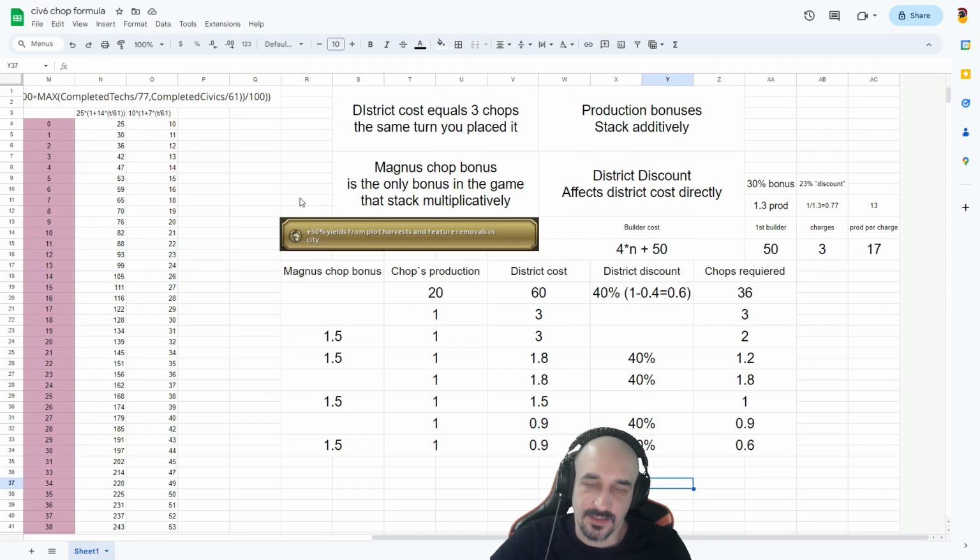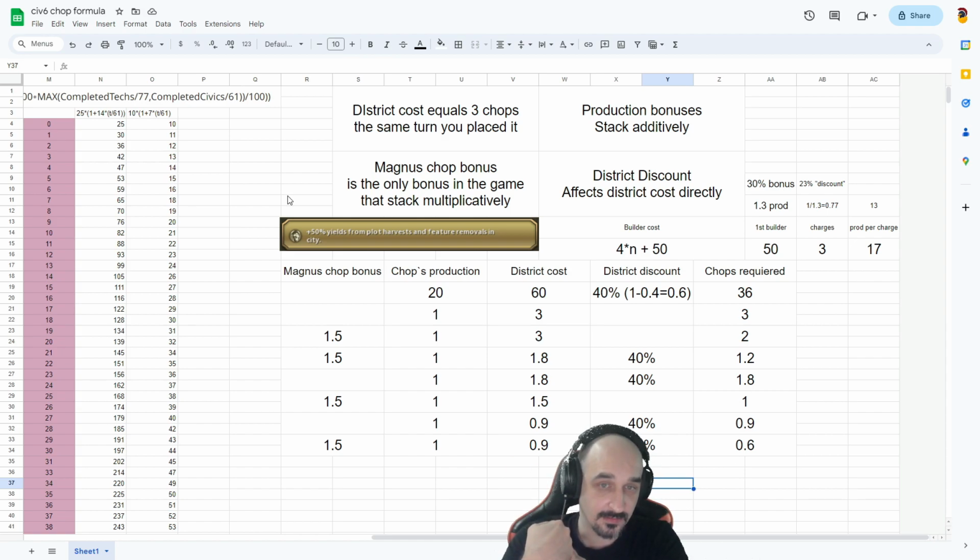Okay, now let's talk about district discount. Why is it so good? First of all, we have to take a step back and talk about production bonuses in the game. There are various production bonuses, but the most obvious one is the production bonus to units. We have a policy card, plus 50%, and maybe, for example, Temple of Zeus, 50% production to pike units, right? So how does this work? First of all, bonuses stack additively. So if you have a 50% production bonus and another 50% production bonus, it will be a 100% production bonus.